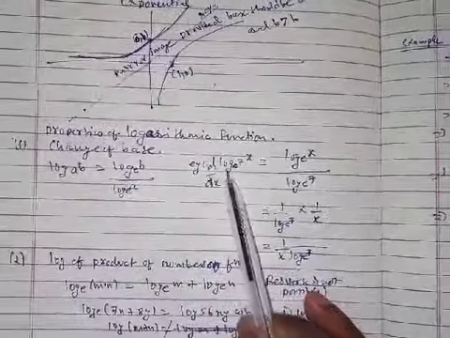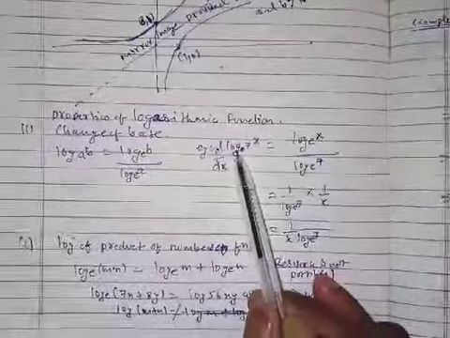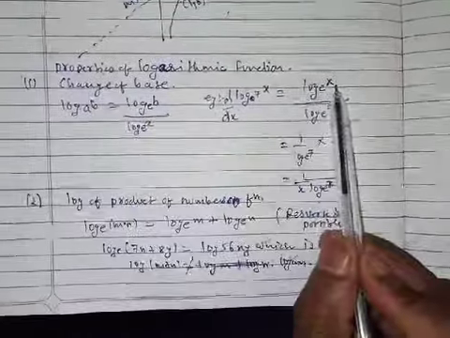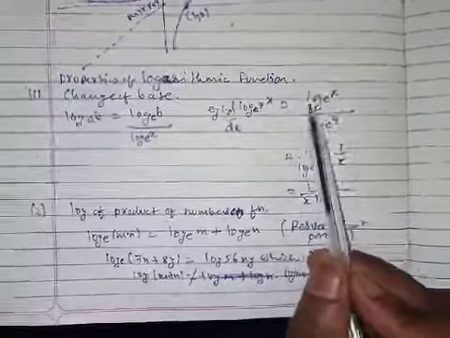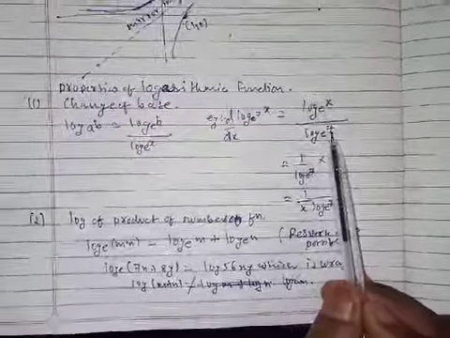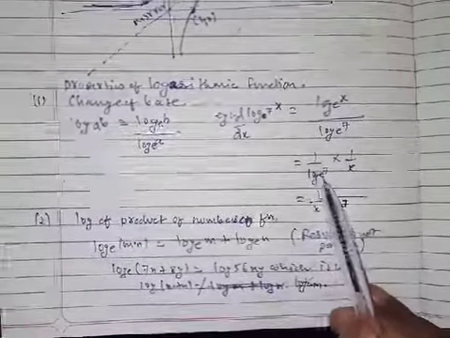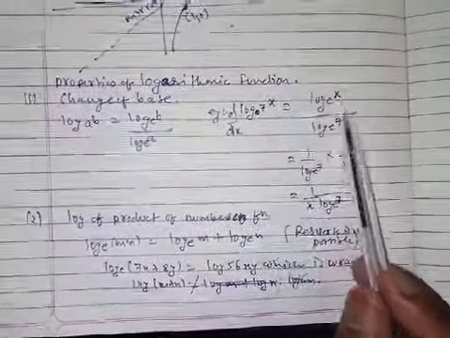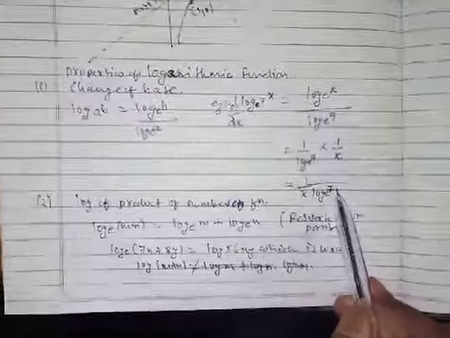For example, let's take log_7 x. So what will we write? log_e x upon log_e 7. What is log_e x? Normally, as I told you, the e is never written. It is normally written as log x. What is the derivative of log x? 1 upon x. And what is the derivative of log 7? It is a constant, so it remains the same. So 1 upon log_e 7 into 1 upon x. So if you simplify, what do we get? 1 upon x log_e 7.